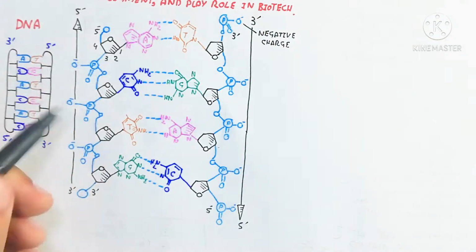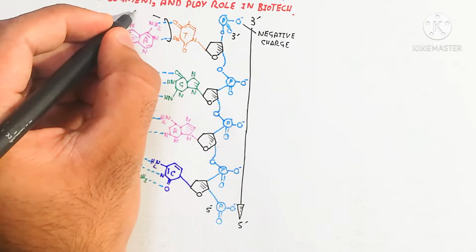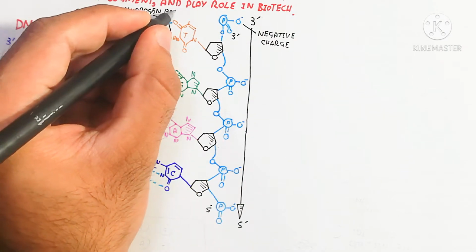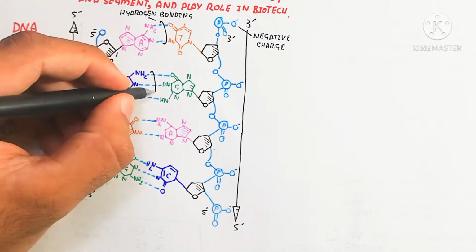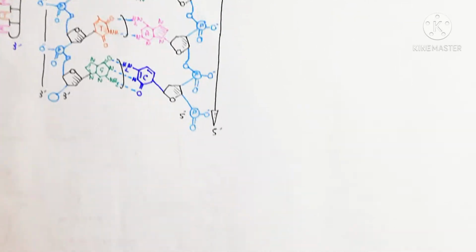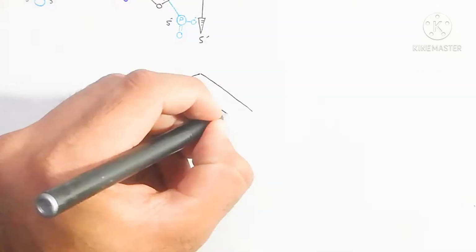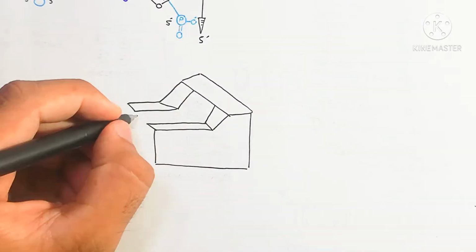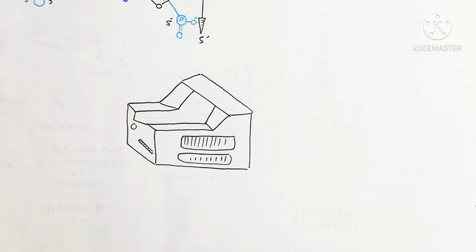Here the negative charge is basically present on the oxygen of the phosphate group. So that means the overall DNA contains a negative charge. That is why gel electrophoresis is used for it, due to the negative charge.